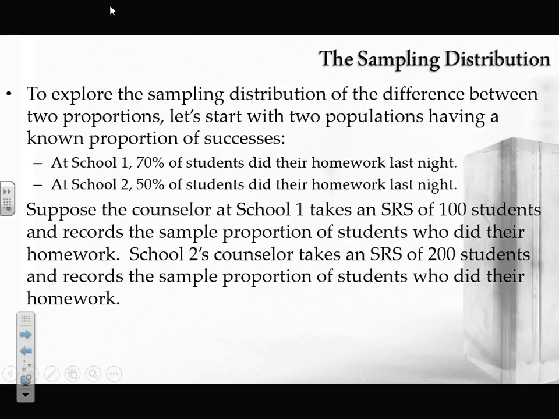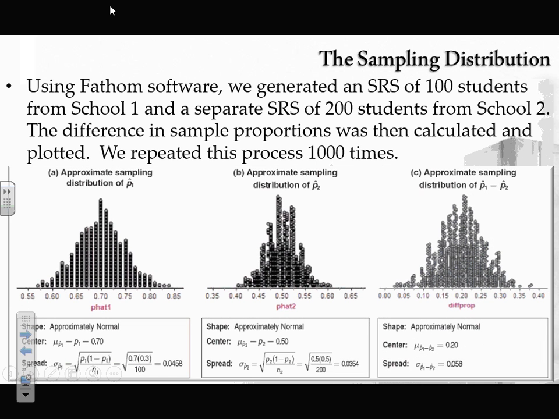Now, if we were to do that process over and over and over again, so if counselor 1 took that first sample and recorded the proportion, and then went back out for another sample and recorded that proportion, and so on, and counselor 2 did the same process, over and over again, what ends up happening is we create a sampling distribution for the true proportion of students who did their homework the night before.